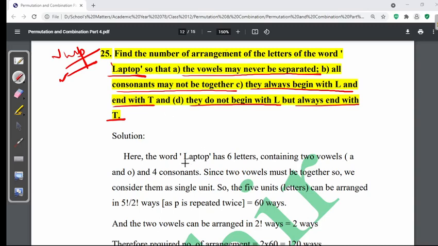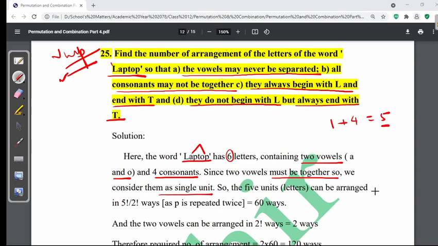Laptop. How many letters are there? 1, 2, 3, 4, 5, 6. Six letters are there, and in these six letters, two vowels, A and O, are there. A and O are vowels and four are consonants. Since the two vowels must be together, we consider them as single. Vowels together, so consider them 1, then the remaining 4, there are 5.